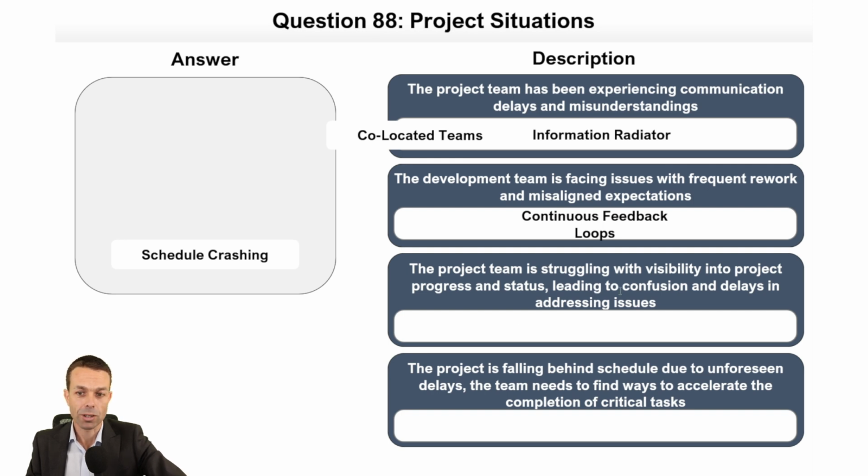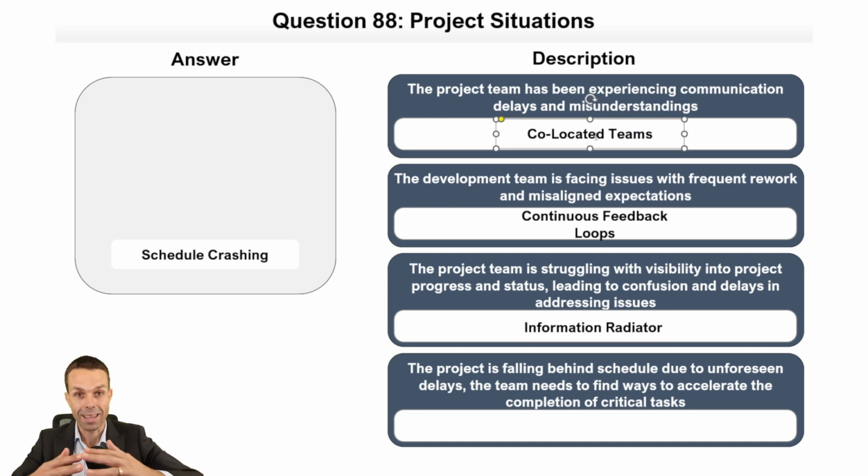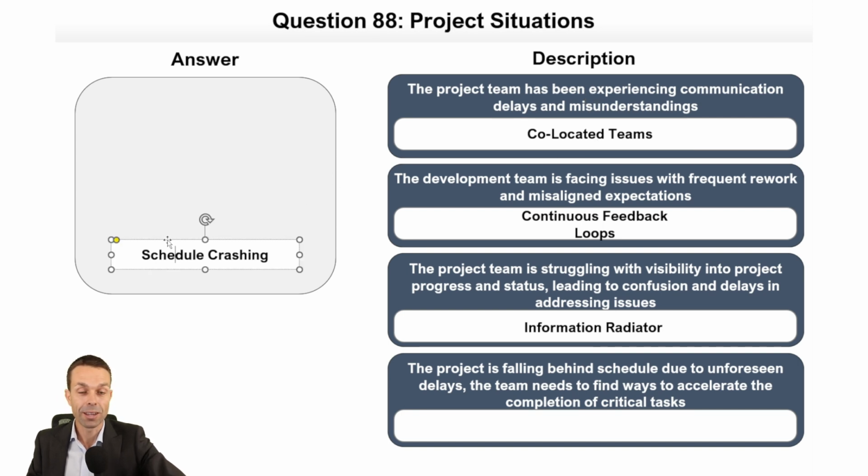The project team is struggling with visibility into the project status. Now that is our information radiator, leading to confusion and delays in addressing issues. That means communication delays. We want to co-locate our team so that we get that close communication. We don't have to wait 3 days for someone to respond to an email. We can just look over our shoulder and chat to the person who's sitting right there.